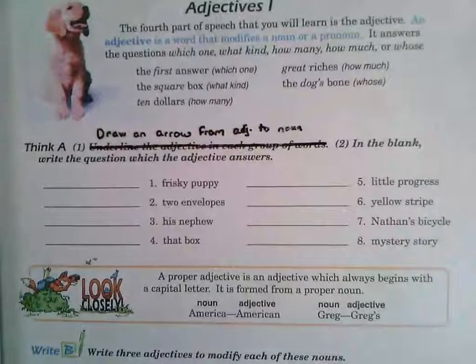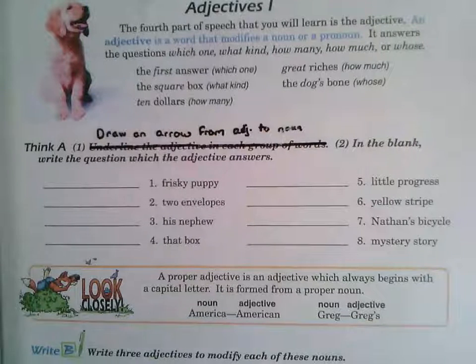All right. So here's the way I'm going to mark them. I'm going to change the directions a lot in this chapter because they're going to tell you to underline the adjectives, but we underline subjects, so I don't want to do that. Instead, I'm going to have you draw an arrow from an adjective to the noun it describes. So I've changed those directions right here for Think A. Cross out, underline the adjective in each group of words, and instead draw an arrow from adjective to noun.